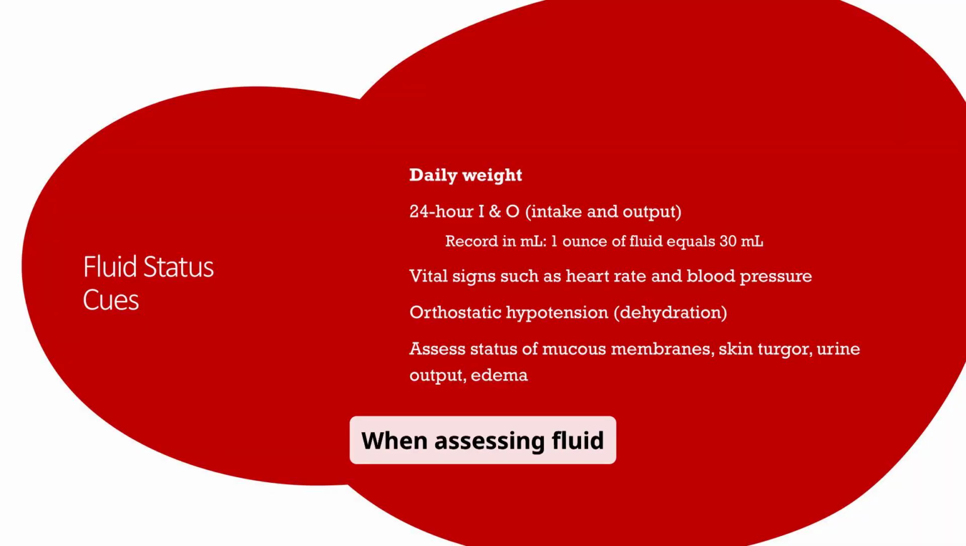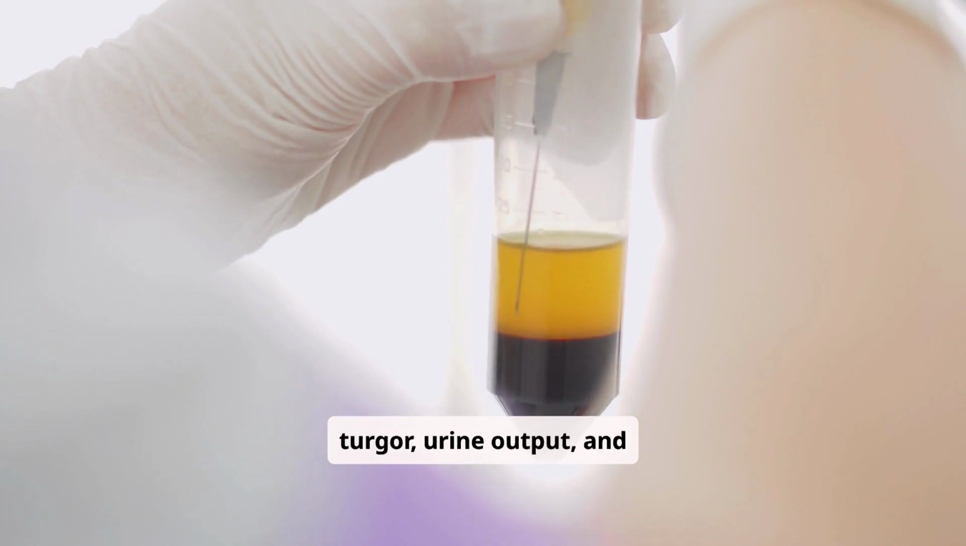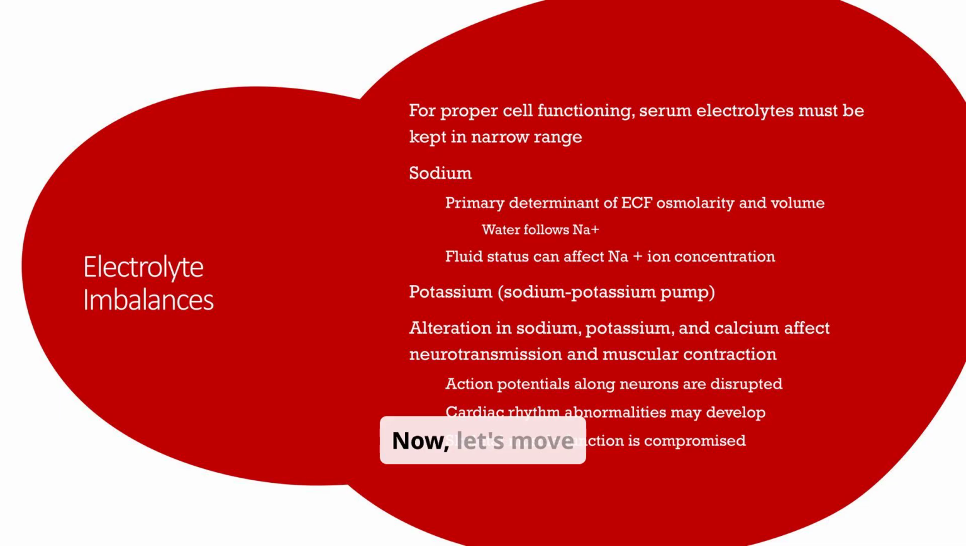When assessing fluid status, it's important to monitor daily weight, 24-hour intake and output, vital signs, and assess mucous membranes, skin turgor, urine output, and edema. Now, let's move on to electrolyte imbalances.